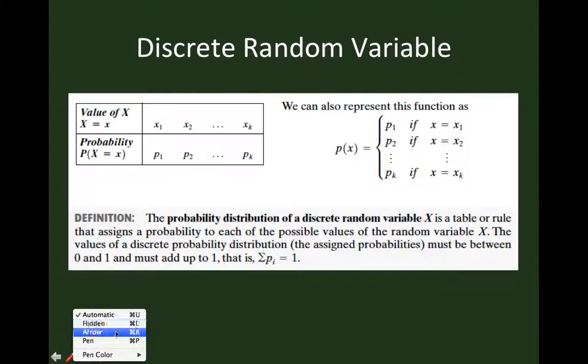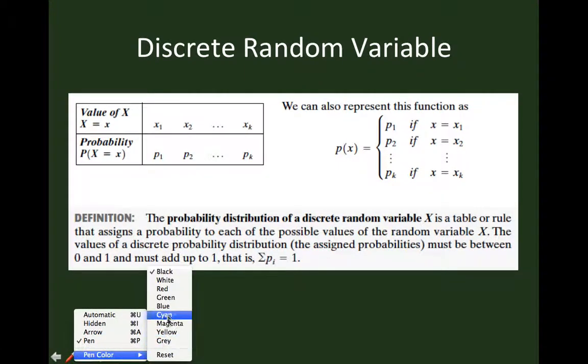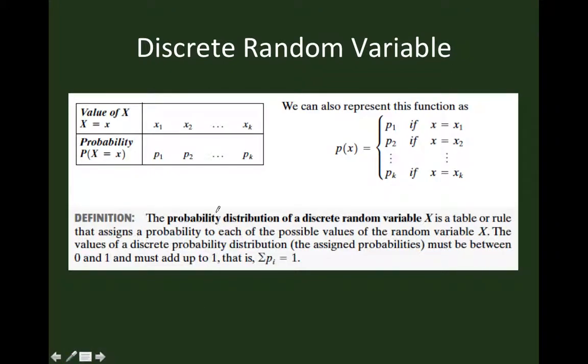And the way we could interpret that is one of those x values has to happen, or else we have missed something in our domain or in our sample space.